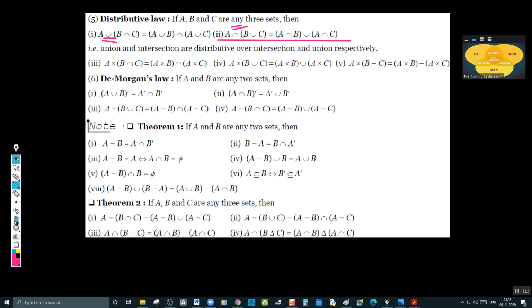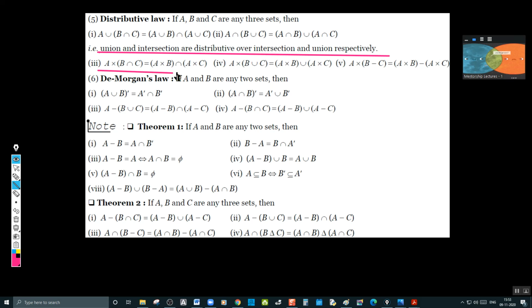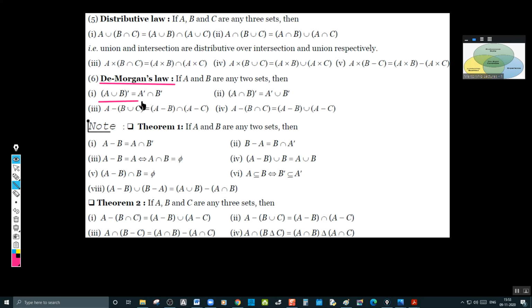Okay. So now union and intersection are distributed over intersection and union respectively. A cross of B intersection C is equal to A cross B intersection A cross C. This is also following distributive law, and cross we will be seeing in the next part of it. De Morgan's law. This name is frequently used in set theory. De Morgan's law. What does it mean? A union B whole complement is equal to A complement intersection B complement. If I draw the diagram of one of them, then you can easily understand the rest.